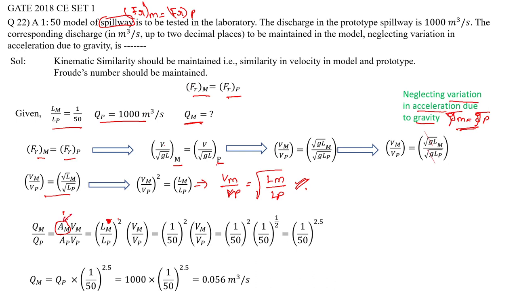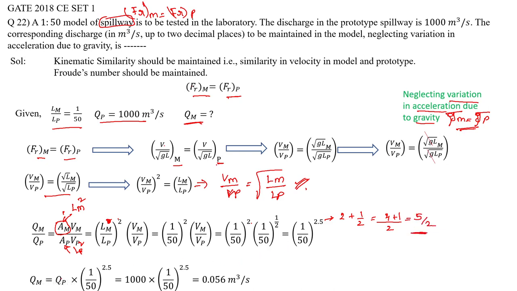Otherwise we can write it here. I'll write Lm square, it can be (Lm by Lp) whole square. So we can write it in this way, and finally we'll get (1 by 50) square, 1 by 50, which is calculated as 2 plus 1 by 2. If you take the LCM, 4 plus 1, 5, 5 by 2. Okay, that is 2.5.